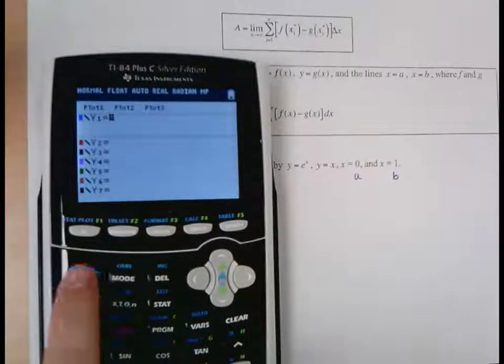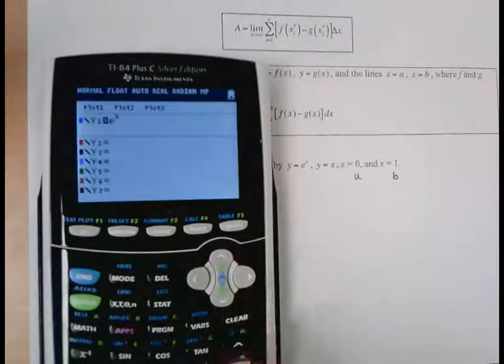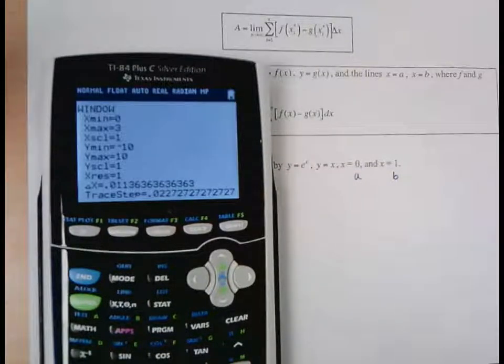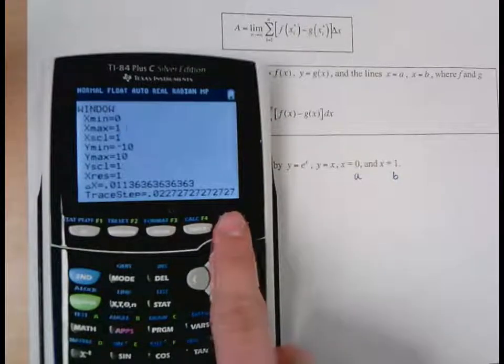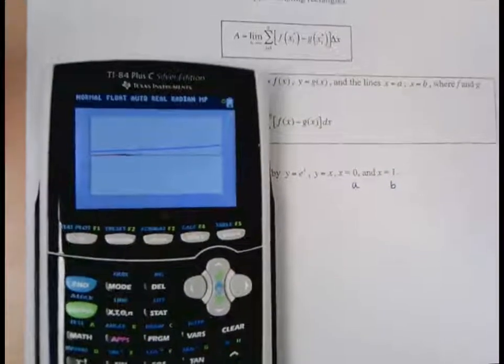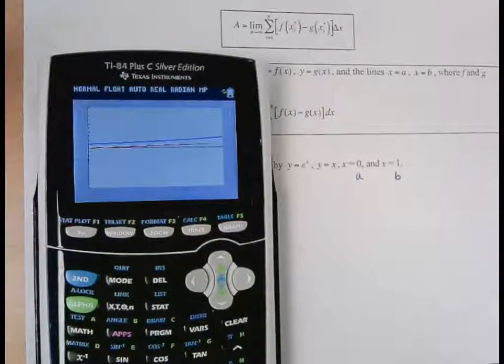So we have y equals e to the x and y equals x. And I'm going to change my x min and max to 0 to 1. I'll leave the y min and max for now. So here is e to the x, that is graphing first. And then y equals x on mine graphed in red.